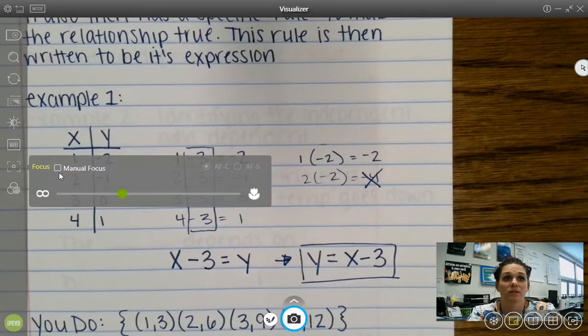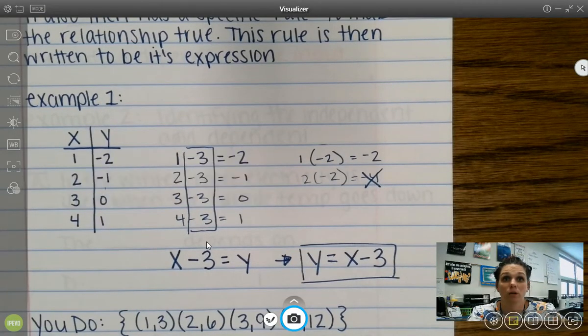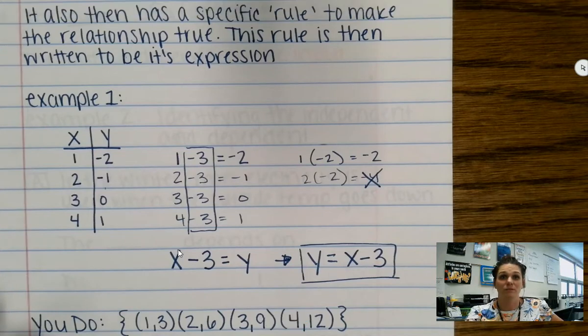Now, for whatever reason, that keeps focusing and it's driving me bonkers. So let's try that again. See if that works. Change that setting.